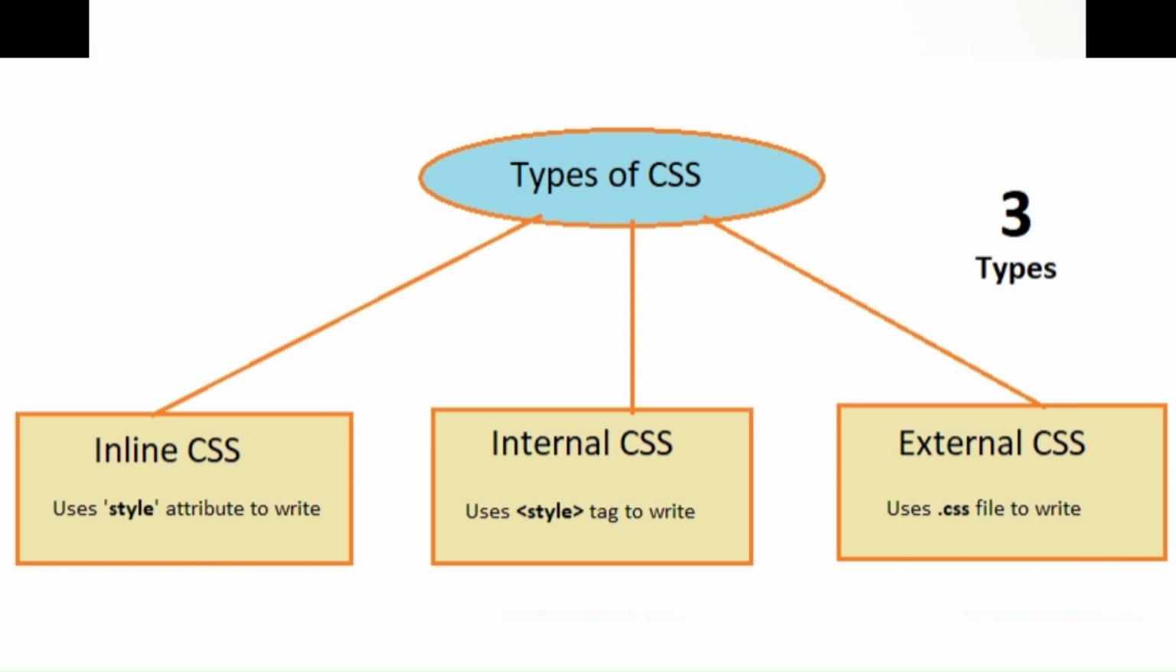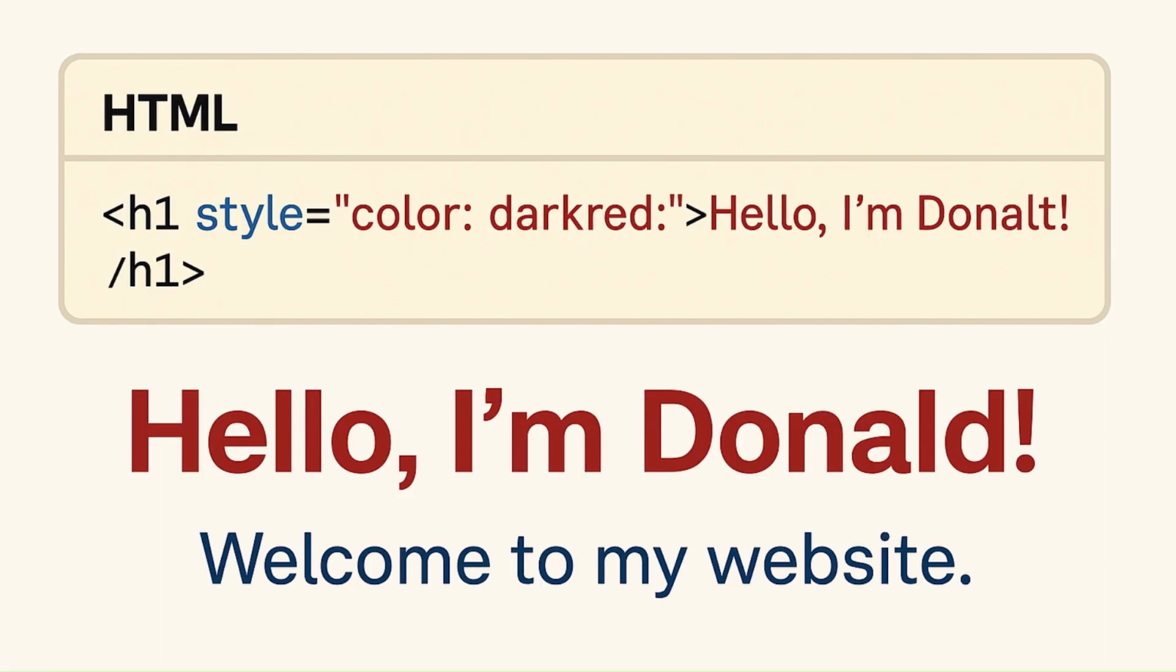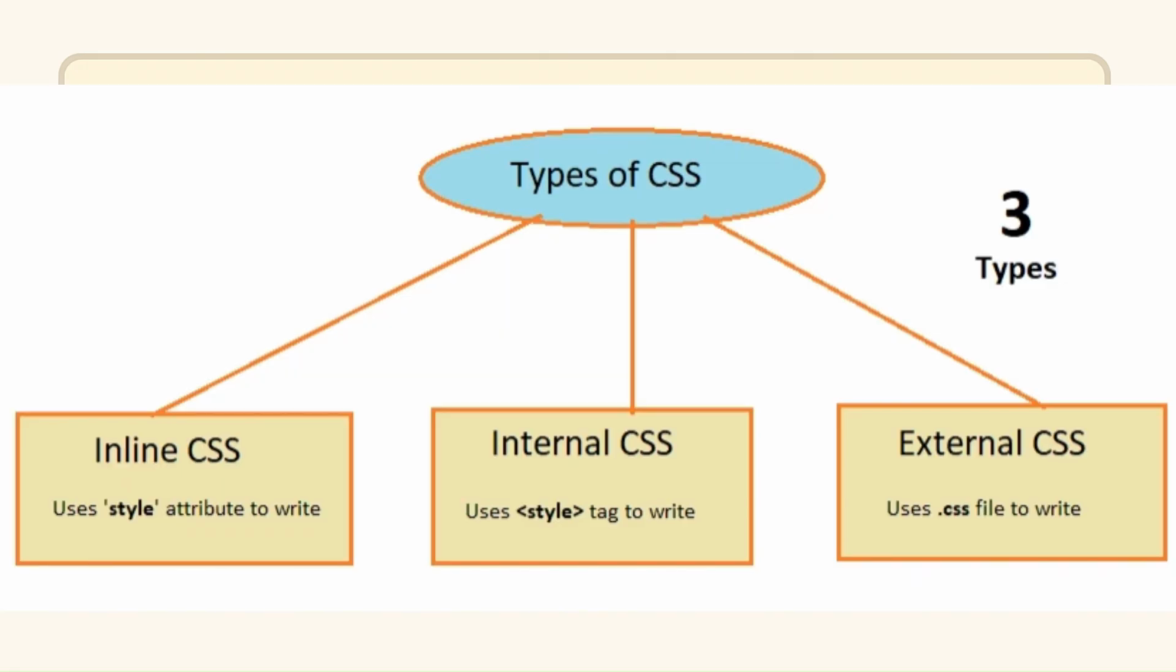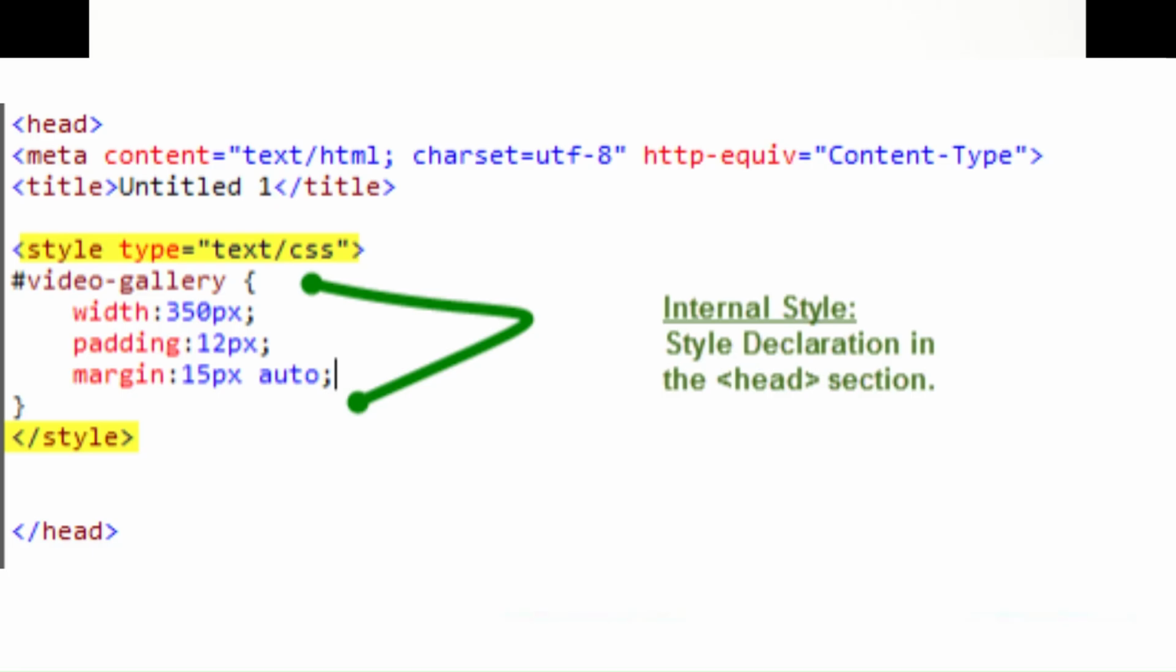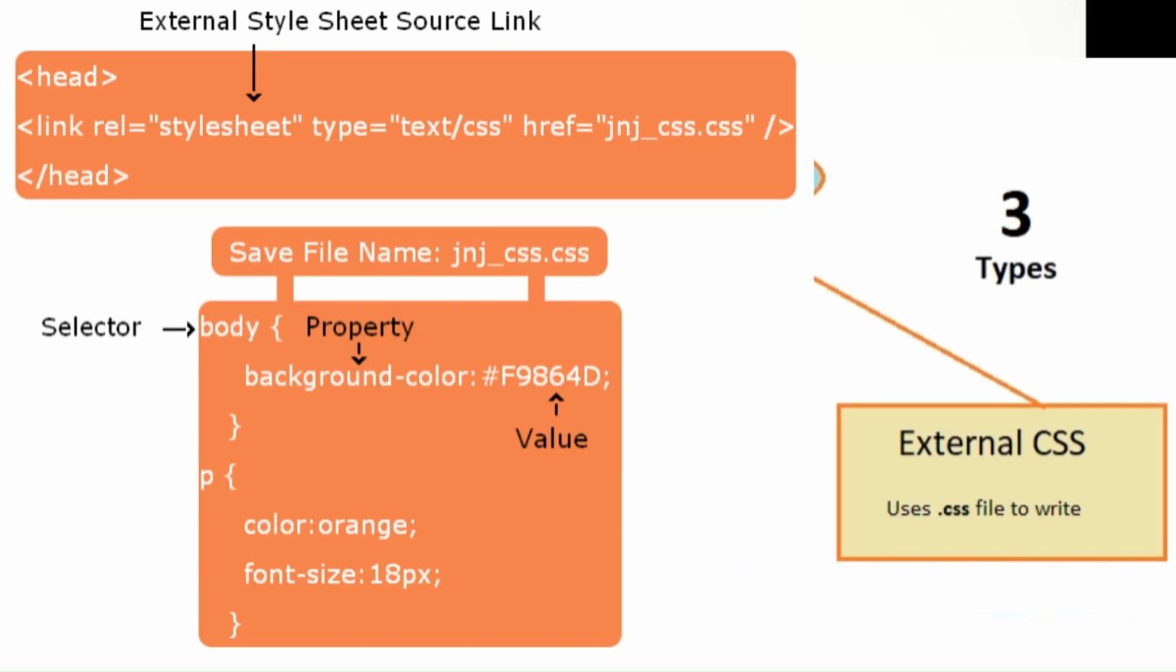There are three ways to add CSS to your code. Way number one is inline CSS. This is added inside an HTML tag and it changes only that one tag. Number two, internal CSS. This is added in a style block in the head section. And number three, external CSS in a separate .css file. This is the industry recommended way of adding CSS into your code.